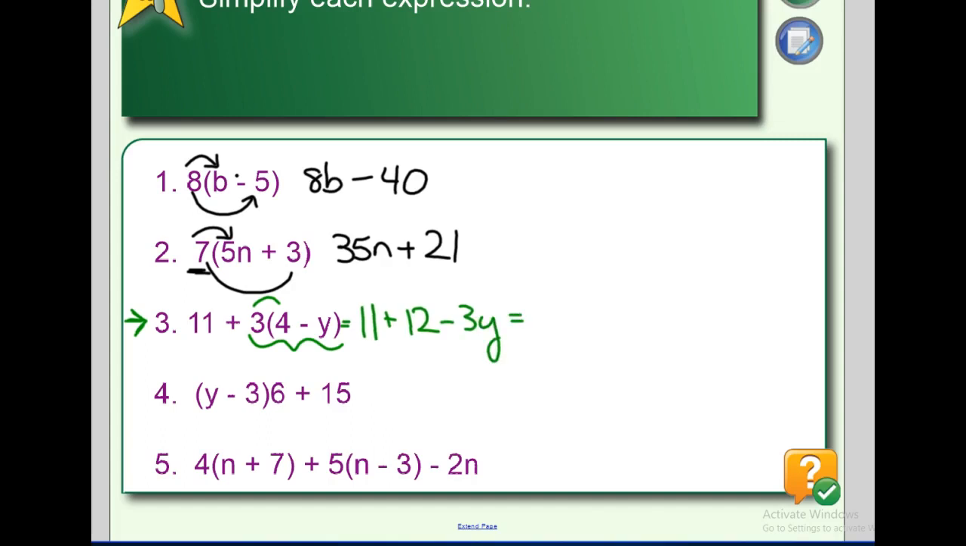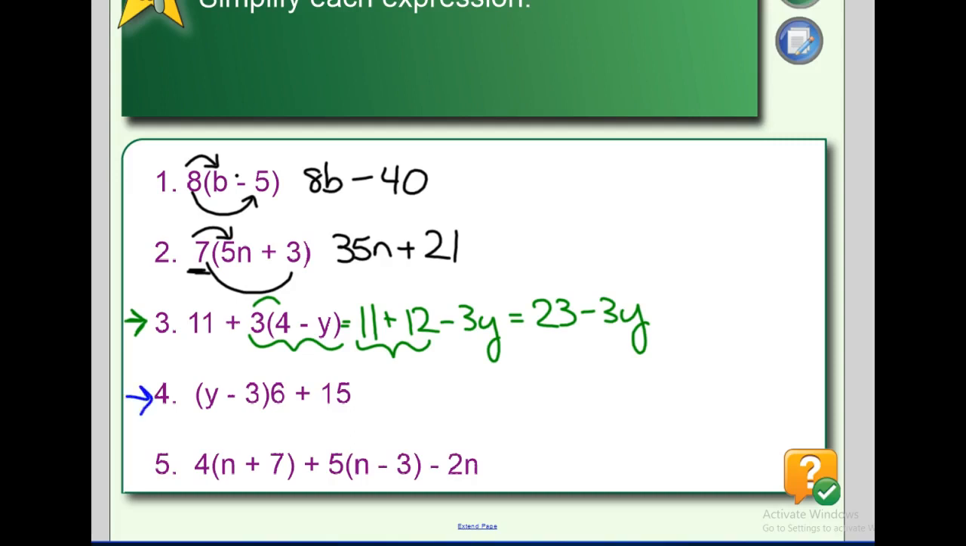Now, have we simplified completely? Do you see some things we can put together? Yes, we can put our constant terms together, the 11 and the 12. 11 plus 12 is what? 23 minus 3y. And that's my final answer. Good job. Okay, let's everybody copy down number 4 in your notes.